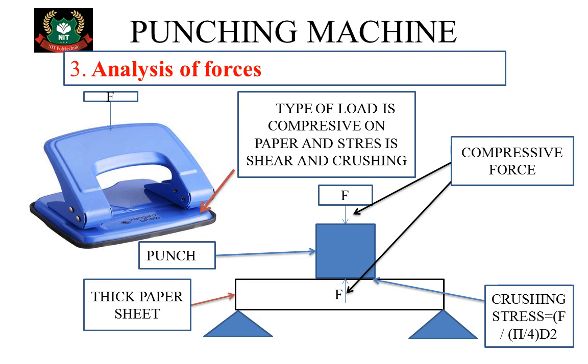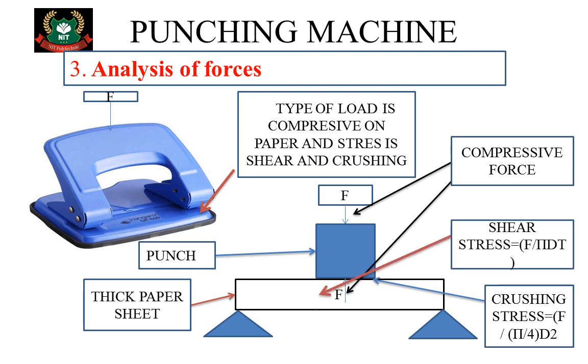Why is the area pi by 4 d square here? Because the punch has a circular cross section, and the circular cross section area will be in contact with the thick paper sheet. That's why the area is pi by 4 into d square.